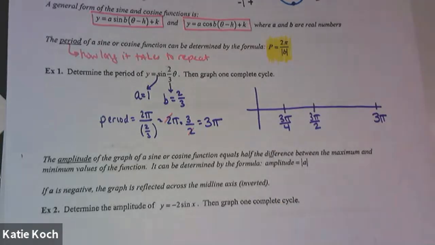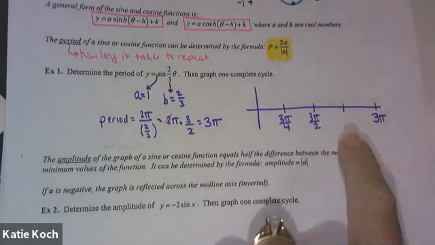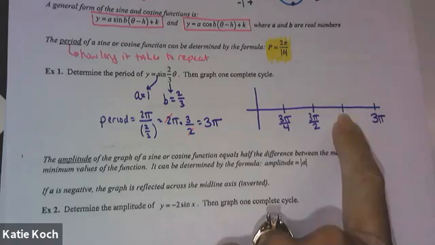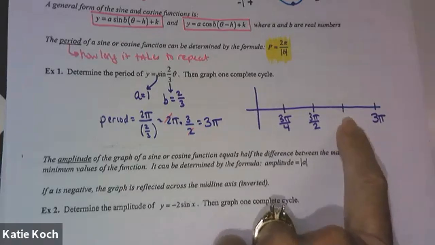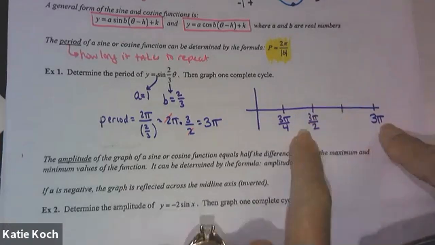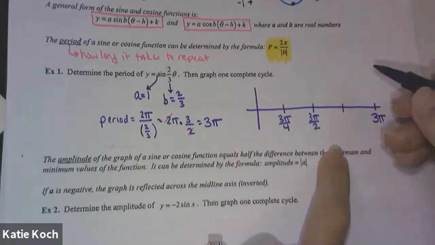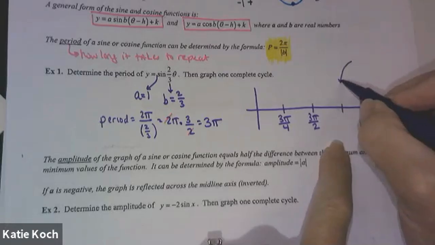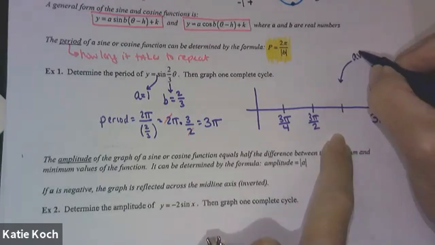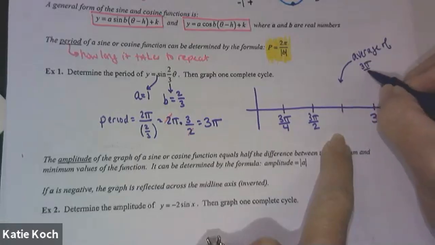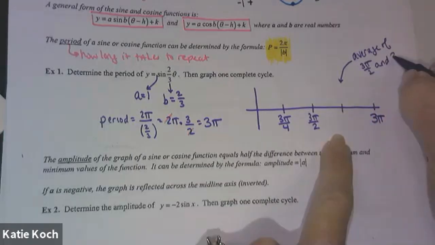Okay, this guy is the hardest one to calculate right here, because I really have to understand my fractions. This guy is the average of this number and this number. This one right here, let me make a note and put an arrow. This one is the average of 3 pi over 2 and 3 pi.